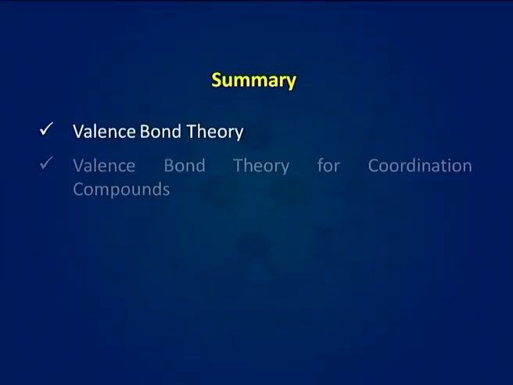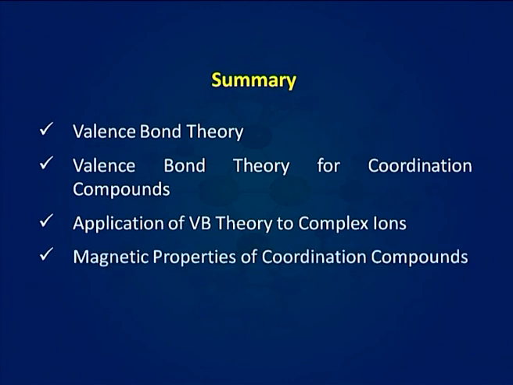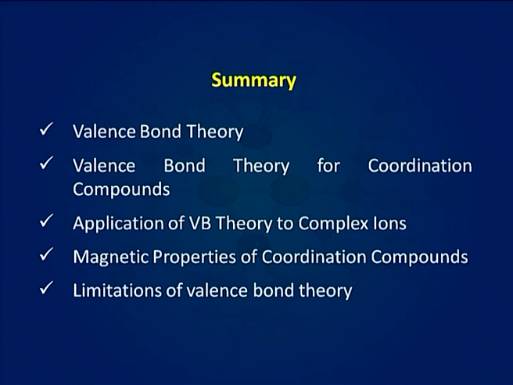Now let us revise what we have discussed today. Today we talked about valence bond theory for coordination compounds, application of valence bond theory to complex ions, magnetic properties of coordination compounds, and limitations of valence bond theory. With this lecture, we come to the end of this unit, coordination compounds. In this unit, we learnt about nomenclature of coordination compounds, ligands, types of ligands, isomerism in coordination compounds, bonding, that is valence bond theory, and geometries of complexes.